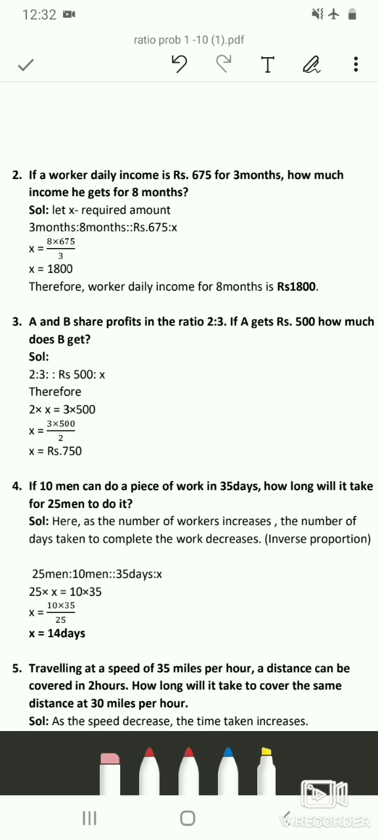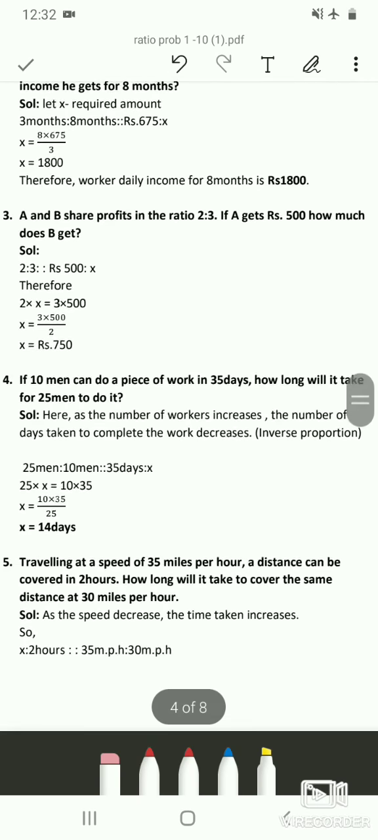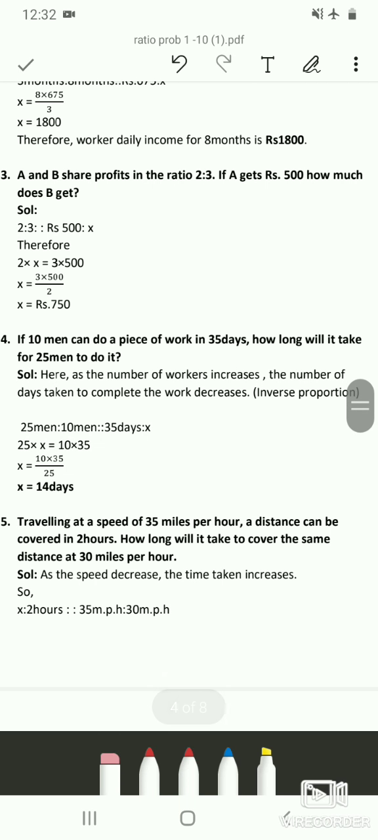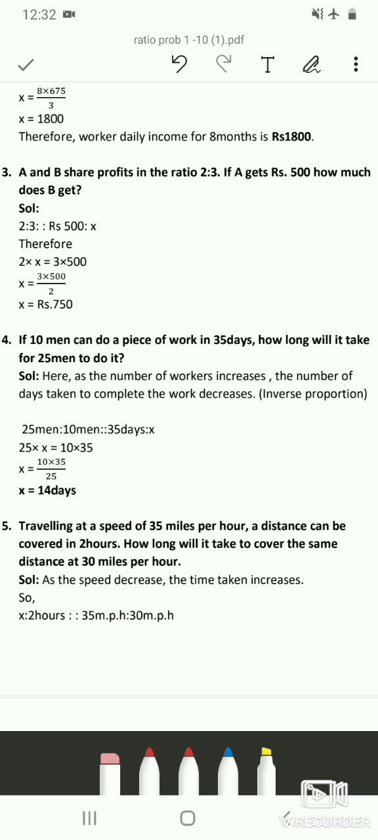So now let's see the next problem, that is the fourth problem. If 10 men can do a piece of work in 35 days, how long will it take for 25 men to do it? So carefully look into the question. So this is an inverse proportion example, because here the ratio is 10 men and 25 men.